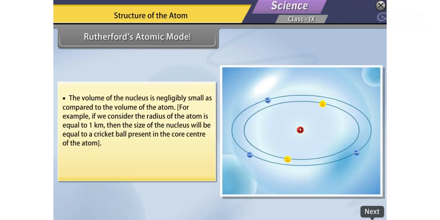The volume of the nucleus is negligibly small as compared to the volume of the atom. For example, if we consider the radius of the atom to be 1 kilometer, then the size of the nucleus will be equal to a cricket ball present at the center of the atom. Hence, most of the space in the atom is empty.